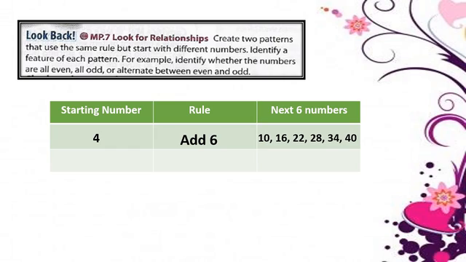And then again, you have to make another number, a different number. So I will use 3 now and apply the same rule, which is add 6, and write the next 6 numbers for that. So 3 plus 6, that is 9. 9 plus 6 equals 15. 15 plus 6, it's 21. 21 plus 6, it's 27. 27 plus 6, it's 33. And 33 plus 6, it's 39.